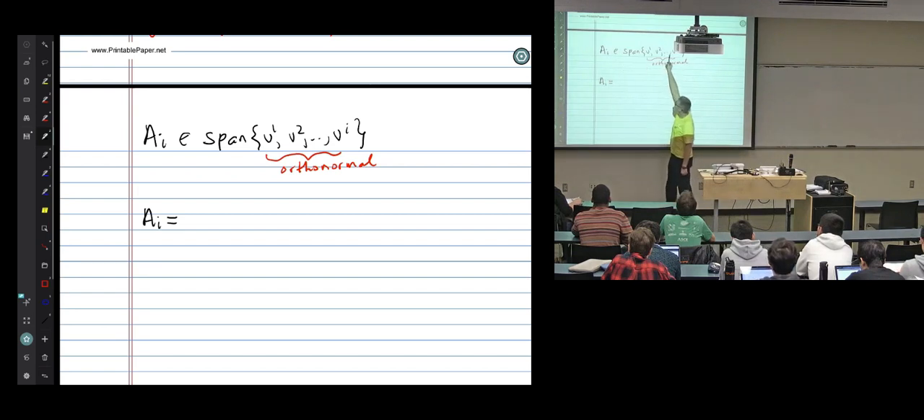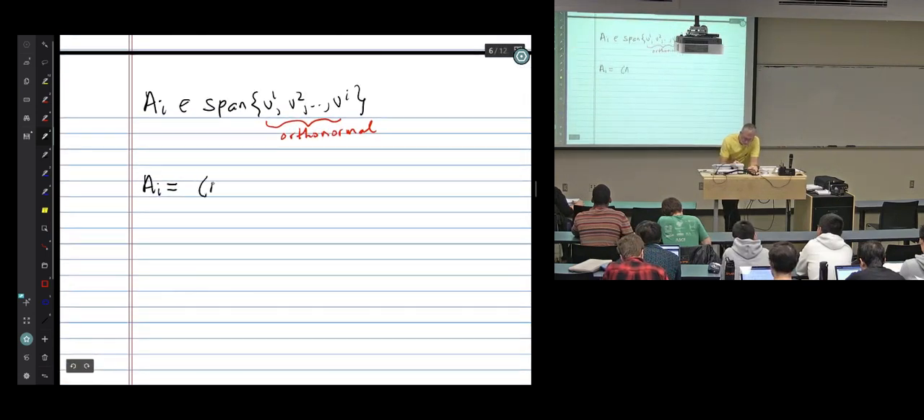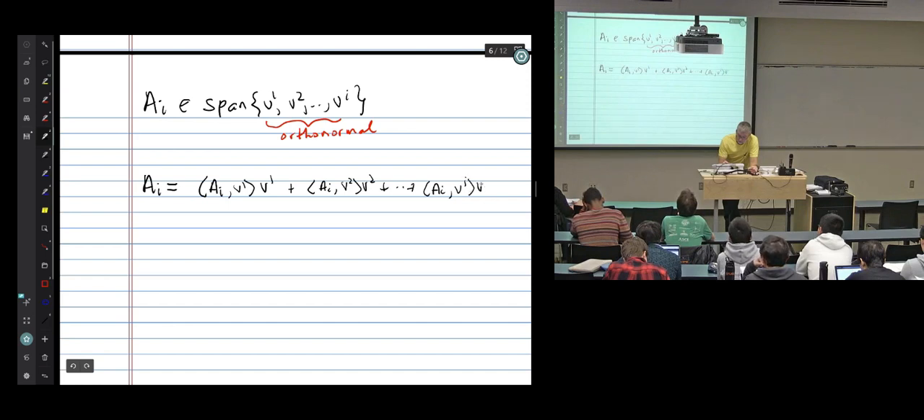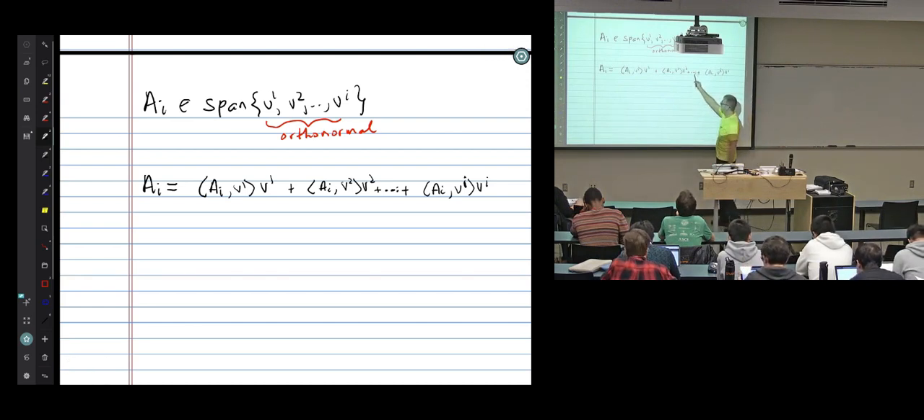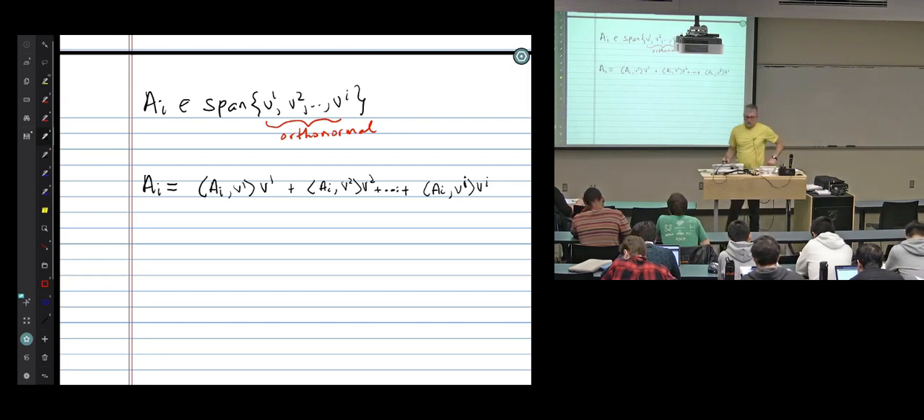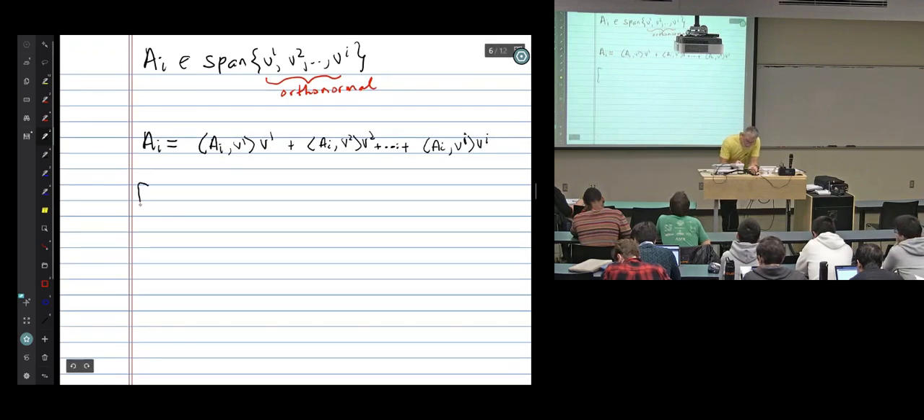Normally, when I do representations, I have to write down a bunch of simultaneous equations and solve for the coefficients. But when they're orthonormal, this is just equal to inner product Ai V1 times V1, inner product Ai V2 times V2, inner product Ai Vi Vi. That's an i, not a j. Dots and some pluses and a colon. I don't know what the colon is doing there. Okay, so that's what you get when you do the representation.